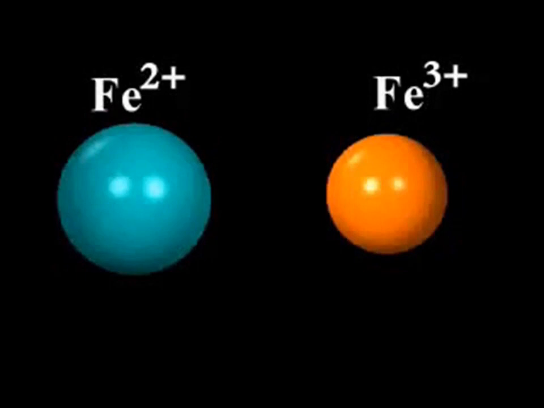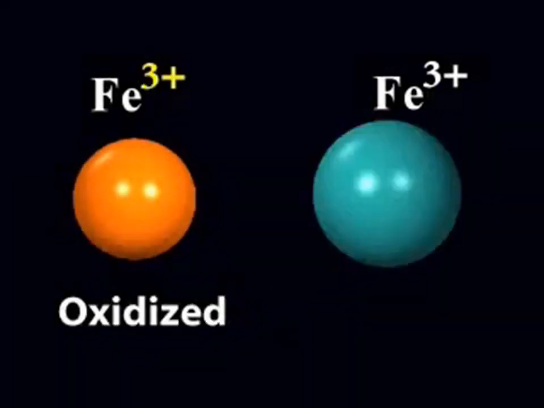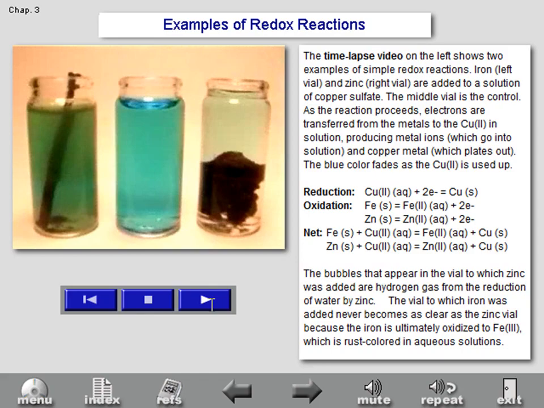This is a representation of electron transfer from an iron 2 ion to an iron 3 ion. Note the change in size of the ions as the electron is transferred. Two examples of redox reactions are shown in this video. The movie shows the reaction of iron and zinc when added to a solution of copper sulfate. These are redox reactions because electrons from the metals are transferred to the dissolved copper ions.